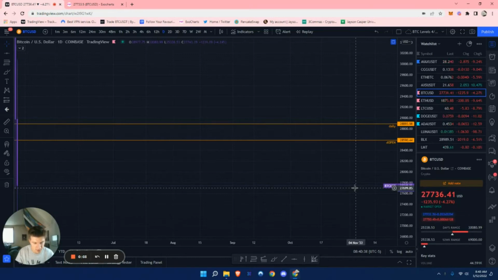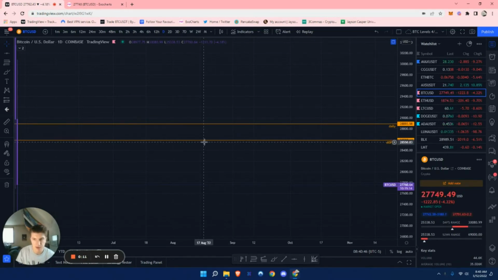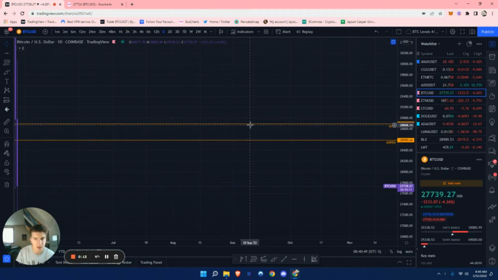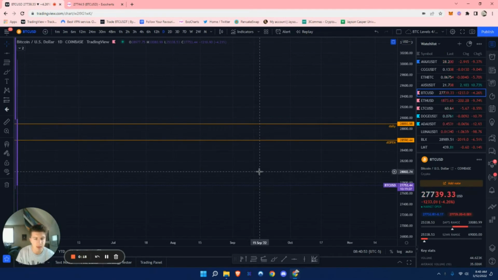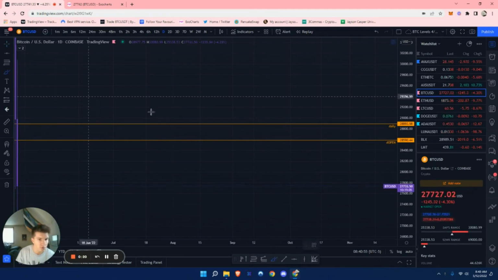I got the open test drive mixed up with the open rejection. So this is really the open test drive. It is where we just get a retest of that daily open. It acts as a support or resistance based off of another zone of confluence.